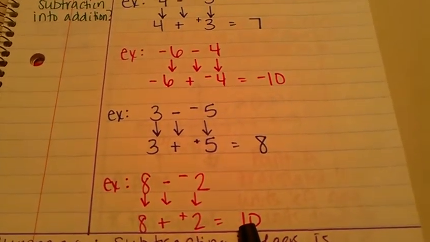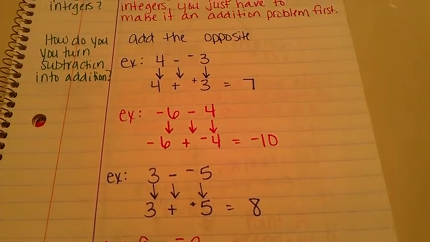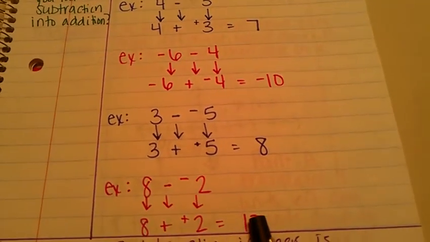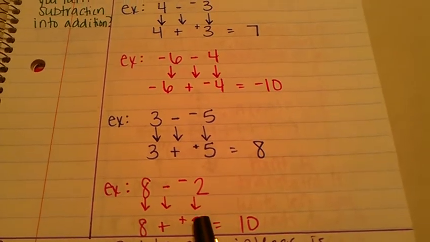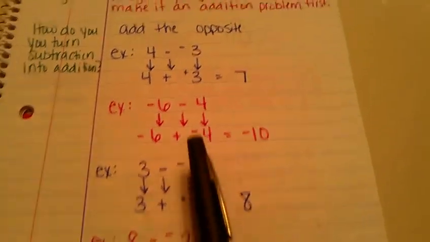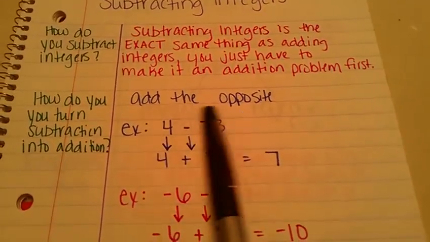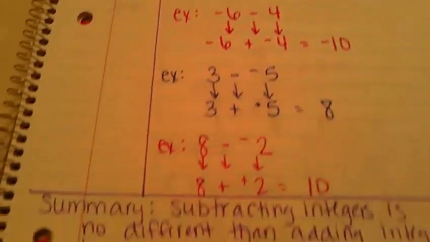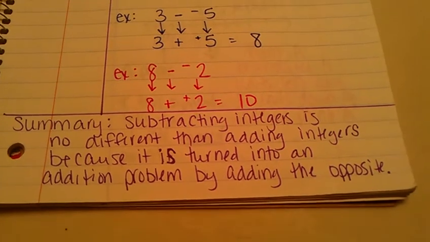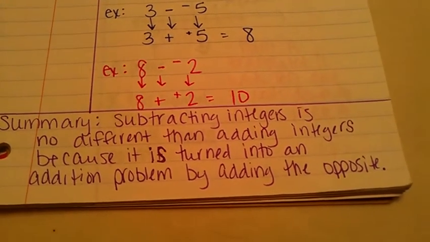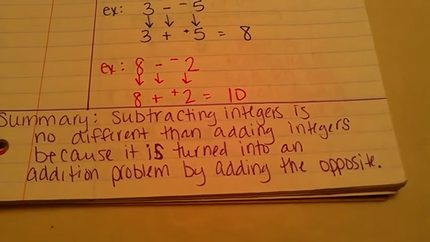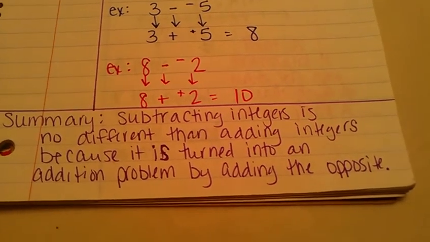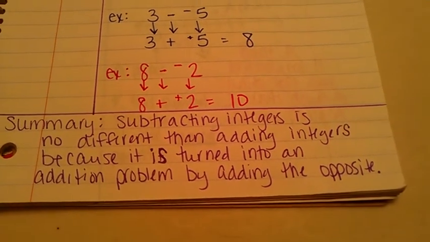See, I told you subtracting integers is going to be very, very easy because all it is is addition. You just have to remember to change it from subtraction to addition. You just have to remember to add the opposite. That's our magic phrase right there, add the opposite. Okay, to summarize these notes, subtracting integers is no different than adding integers because it is turned into an addition problem by adding the opposite.